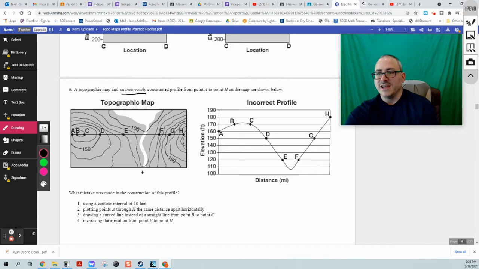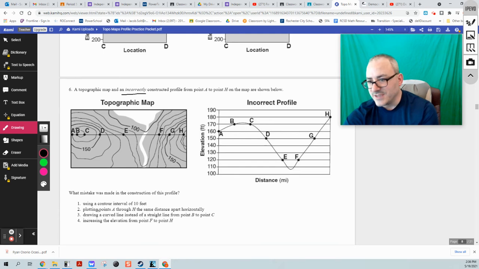And then I'm noticing, what's a nice long distance between contour points? E and F have the longest distance between contour points. But look at this, E and F are really close together. So that's what's wrong here. They did not properly measure these tick marks, and they did not apply it to their graph.